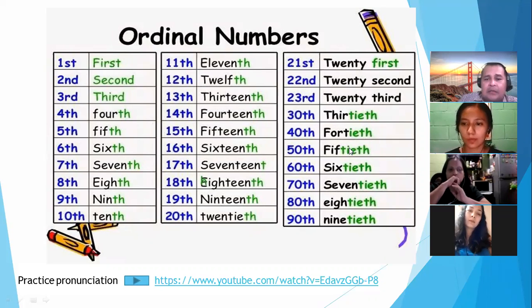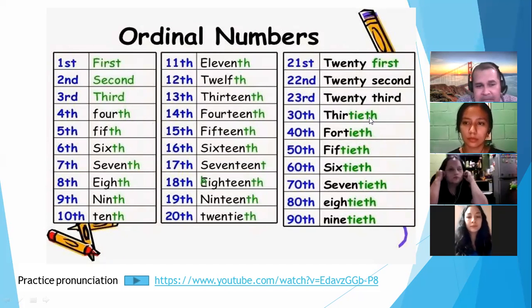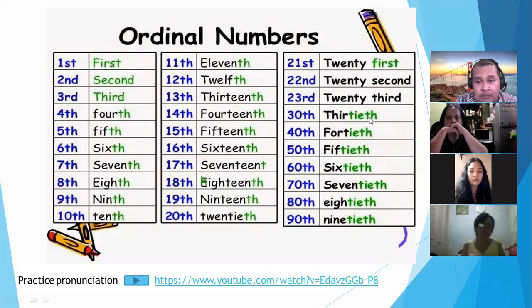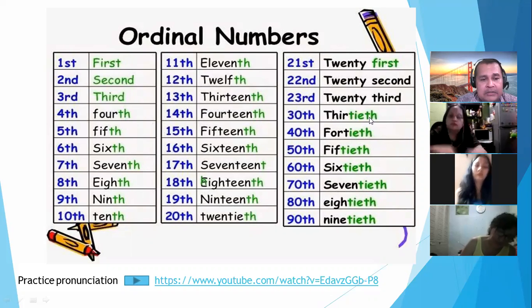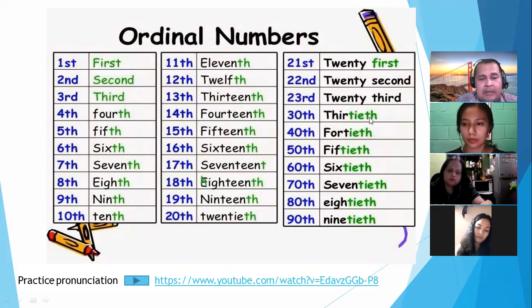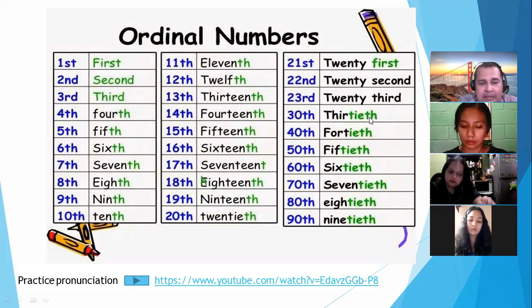Now, as you can see, this is the way we express dates. Okay, this is the way we express the dates. Es la forma como expresamos las fechas. Okay, important dates. For example, my birthday is on December 6th. Remember that we use "on." My birthday is on December 6th. New Year is on January 1st. For example, Independence Day is on September 15th, etc.